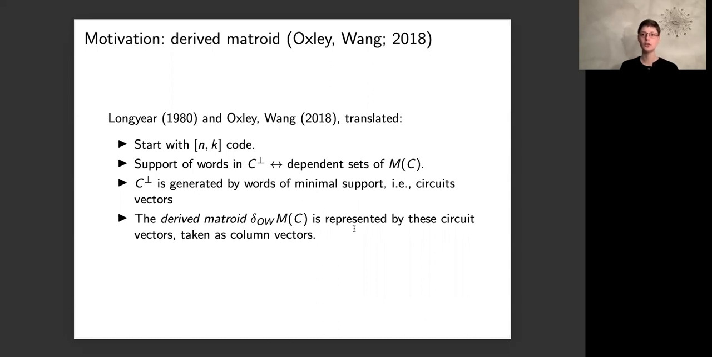What you actually do is you start with a code, you look at the whole null space of this code, you take the things of minimal support out of that, and those I take as columns of a new matrix, and that's a representation of another matroid, and that's what we call the derived matroid. And we denote it with delta of OW, to show that it's the Oxley and Wang construction.